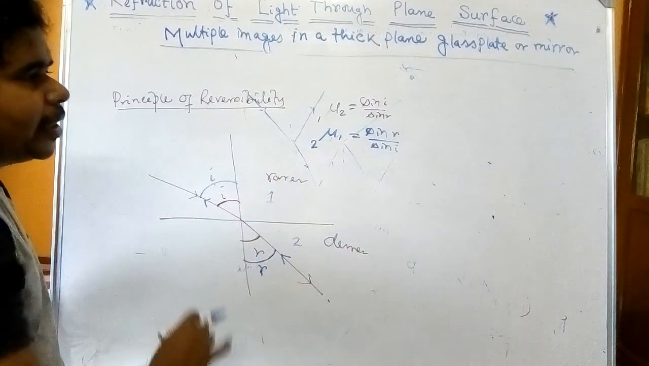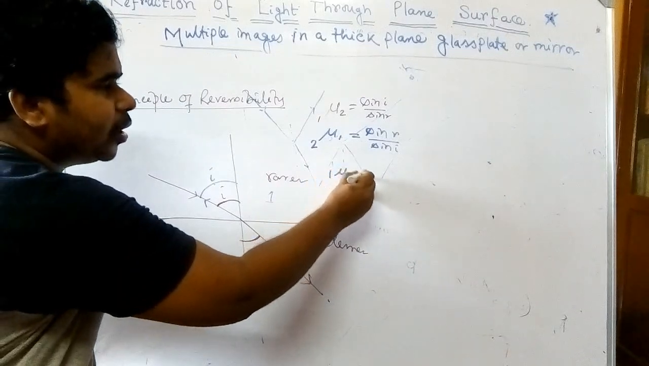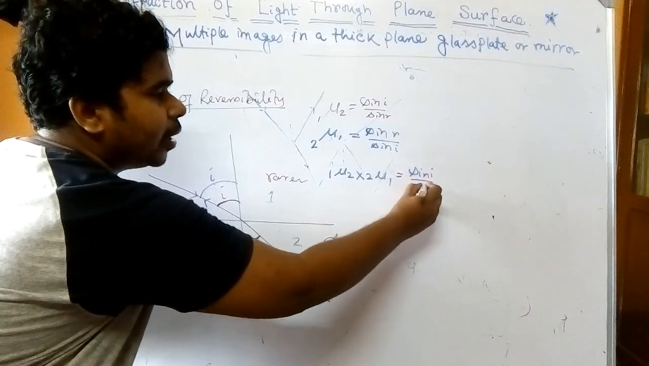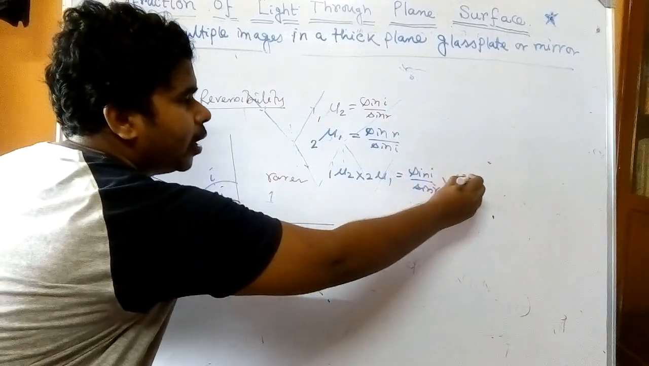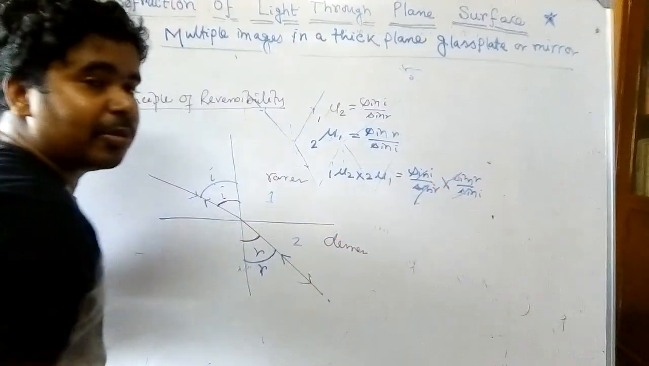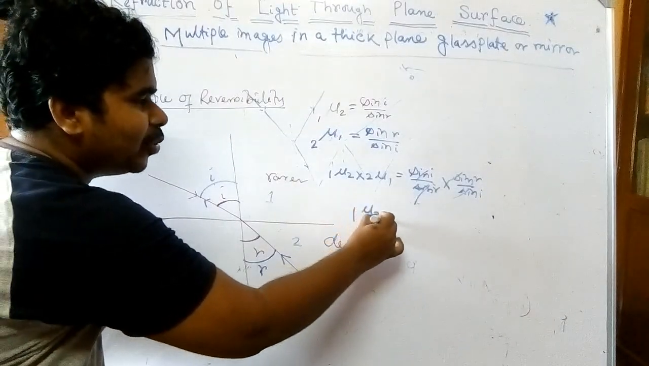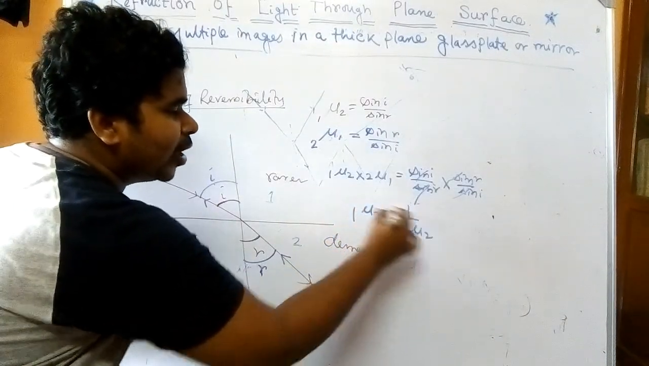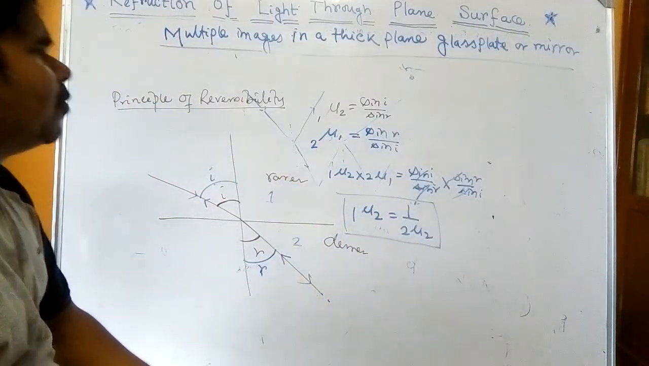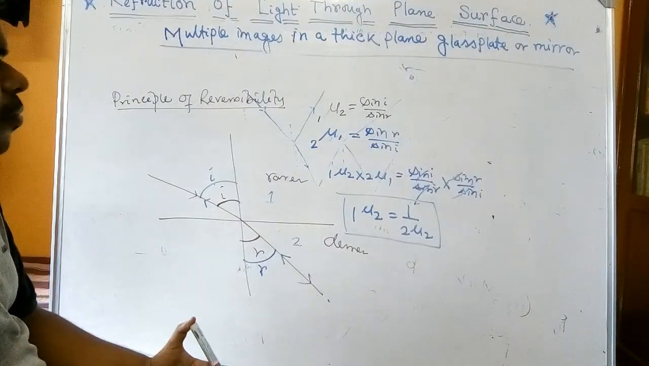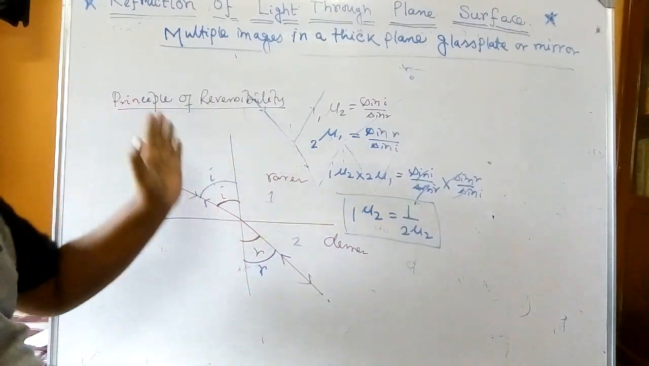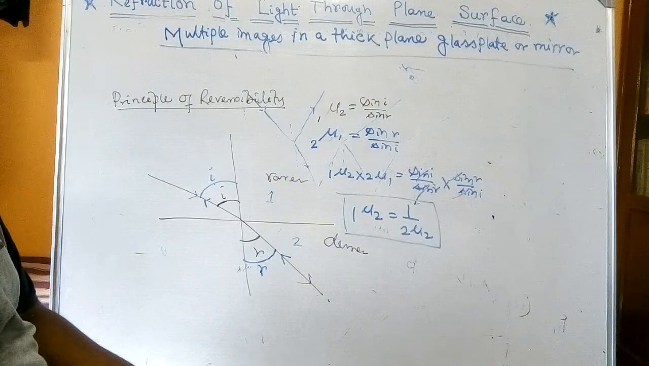Okay, so if I multiply 1 mu 2 into 2 mu 1, sine I by sine R into sine R by sine I, it will be cancelled out. So definitely 1 mu 2 equals 1 by 2 mu 1. It is another proof with the help of the principle of reversibility. Okay, it is not very important, but you can see how the path retraces by refraction.